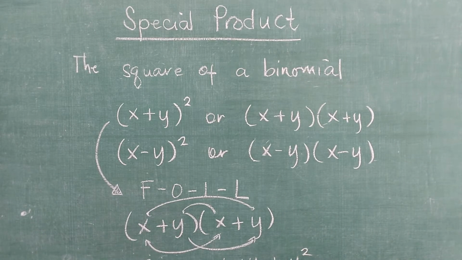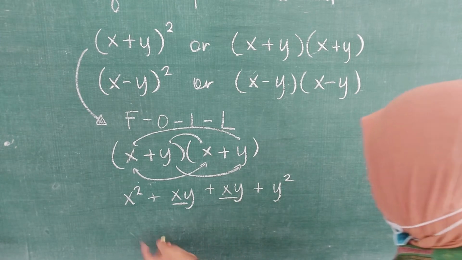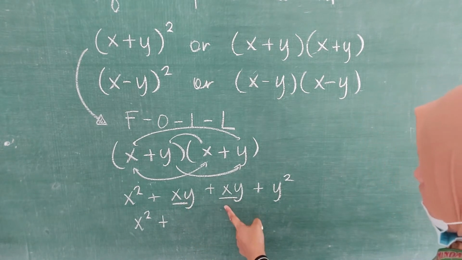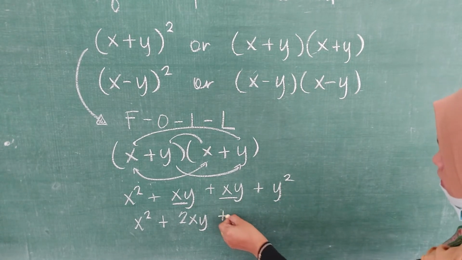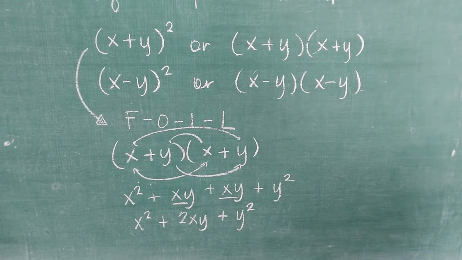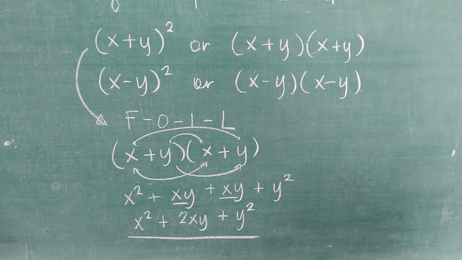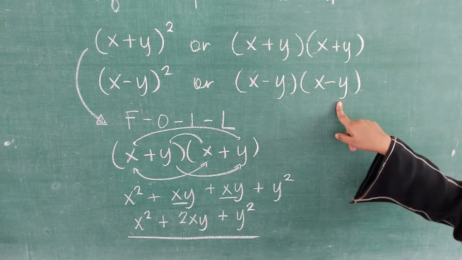So after multiplying using the FOIL method, find the like terms. Ang like terms natin is xy plus xy. So bring down yung x squared, plus xy plus xy is equals to 2xy, plus y squared. Okay, the answer is x squared plus 2xy plus y squared. Another one is (x minus y) quantity squared, or x minus y times x minus y.